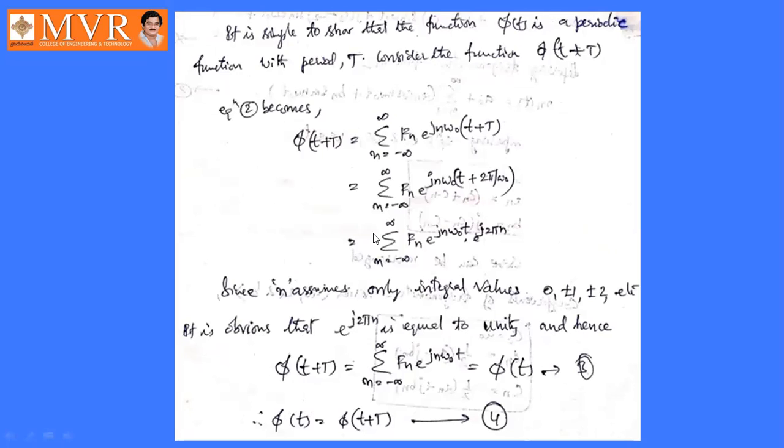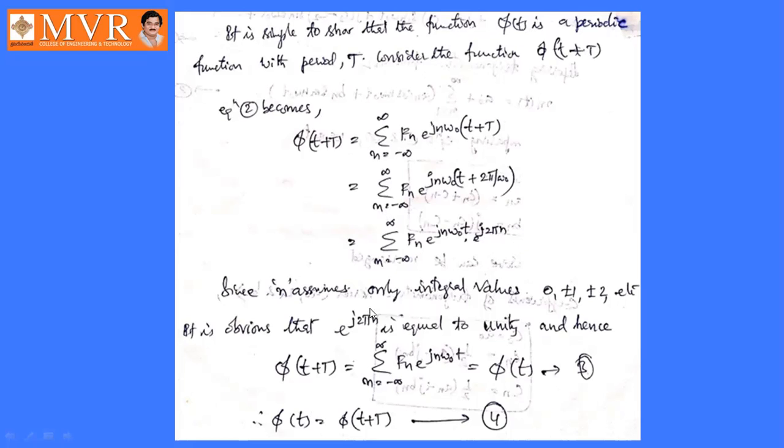Consider the function phi of t plus t. If phi of t is to be periodic, it has to satisfy the condition phi of t equal to phi of t plus t. So now equation number 2 becomes phi of t plus t is equal to sigma n is minus infinity to infinity Fn into e power j n omega naught into (t plus t). Here t is 2 pi by omega naught. So it can be written as e power j n omega naught t into e power j n omega naught 2 pi by omega naught. The omega naught gets cancelled, so it will become e power j 2 pi n.